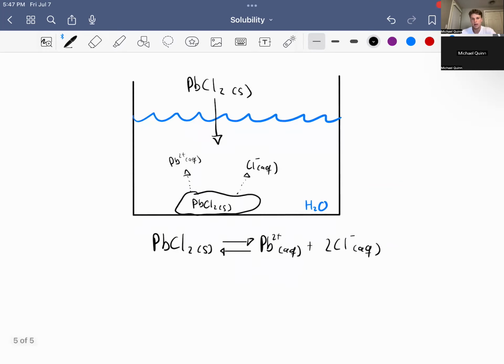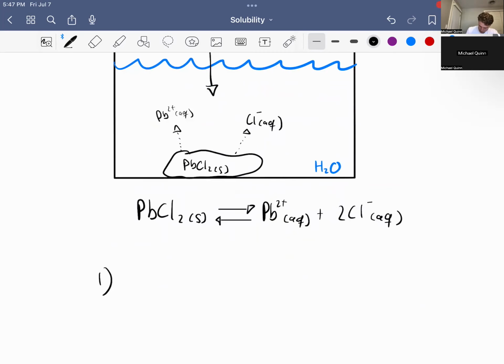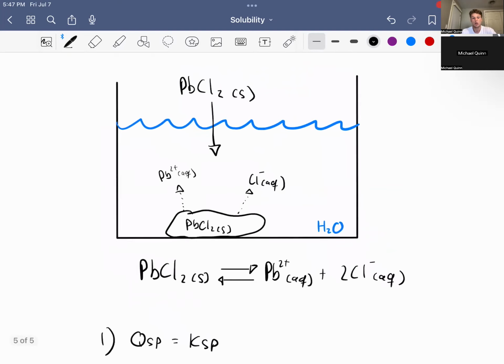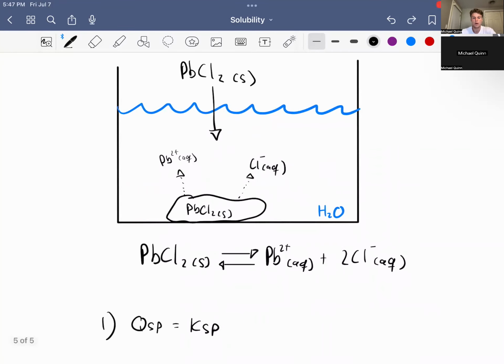Well, there are three possible scenarios. One, Qsp is equal to Ksp. If Qsp is equal to Ksp, that means Qsp, meaning what we have in our reaction right now, so the concentration of our lead and chloride ions, are at equilibrium. So Qsp is equal to Ksp.